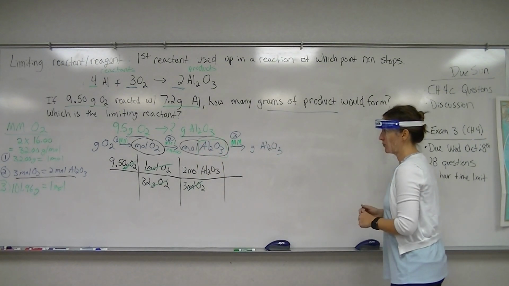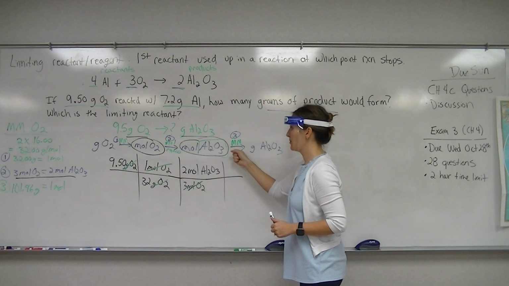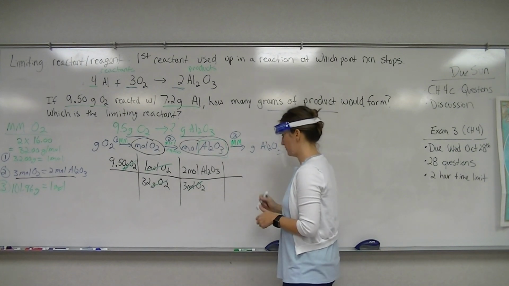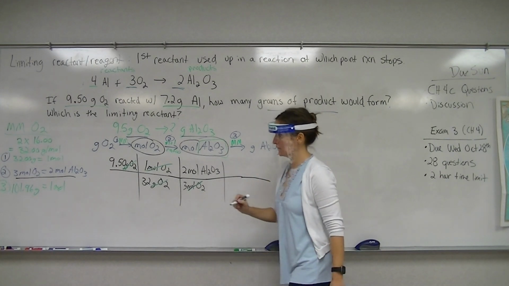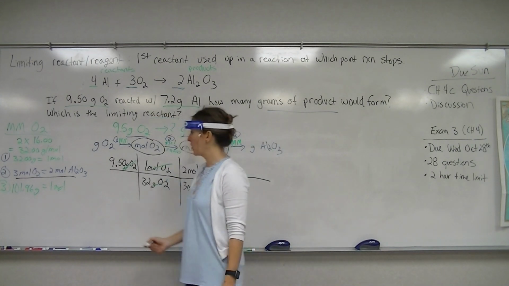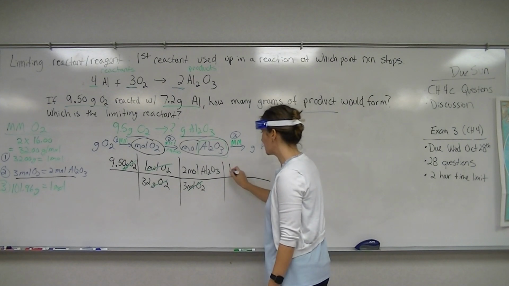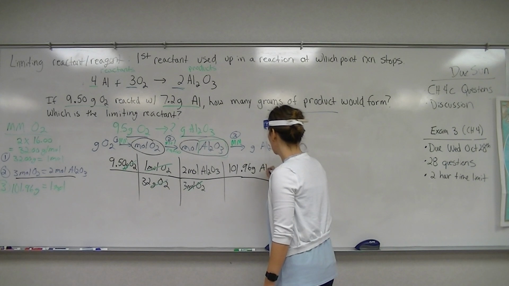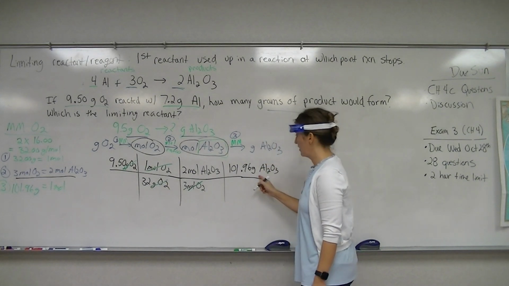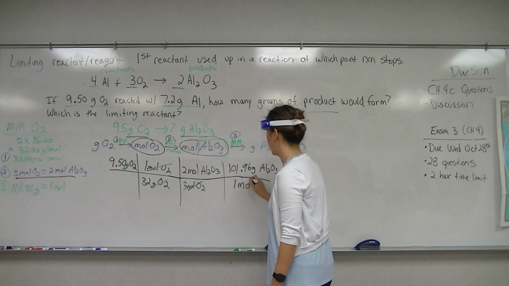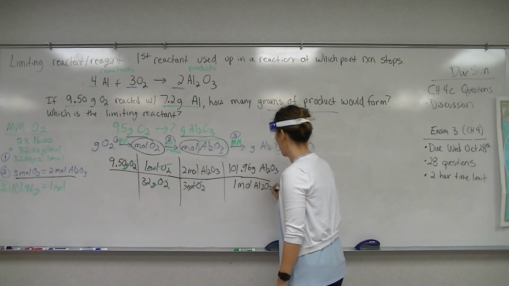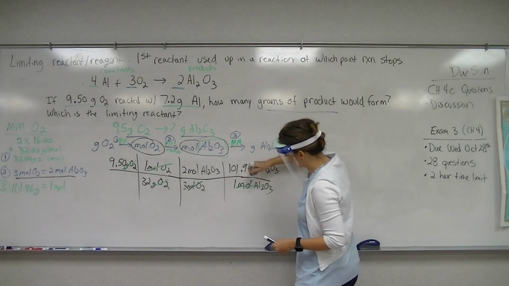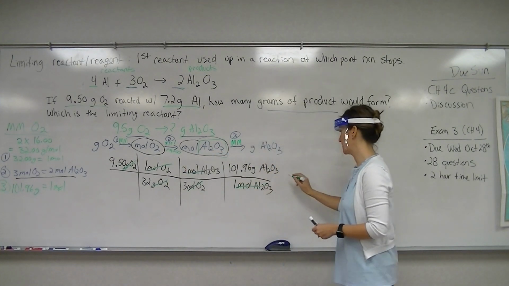I know how many moles of product I'm going to form. Now I'll use the molar mass of that product to figure out how many grams of product I'm going to form. So my last conversion factor is the 101.96 grams, and grams is what I want, so I'm going to put that on top. And that's grams of aluminum oxide. That's how much 1 mole of aluminum oxide weighs. So that cancels out my moles, so I'm no longer in moles of product. Now I have grams of product.